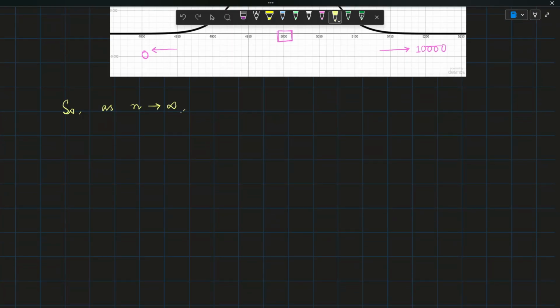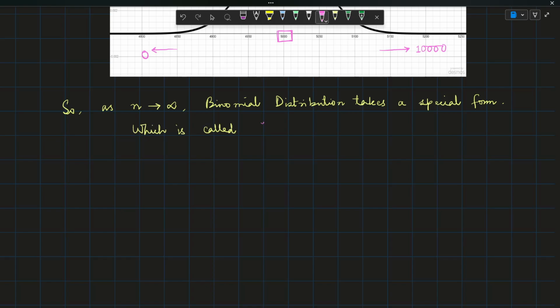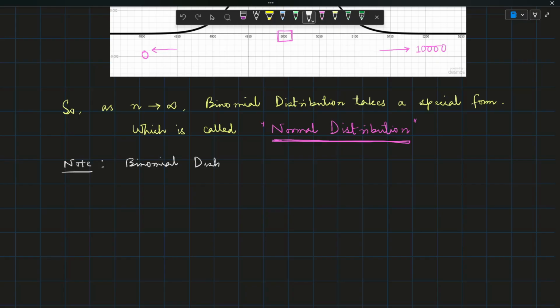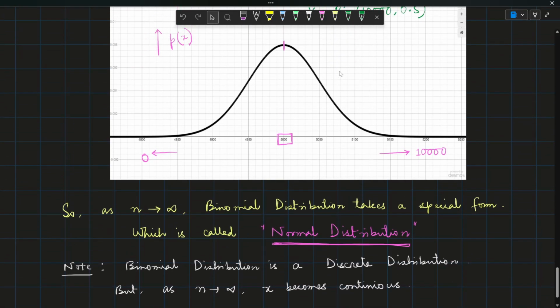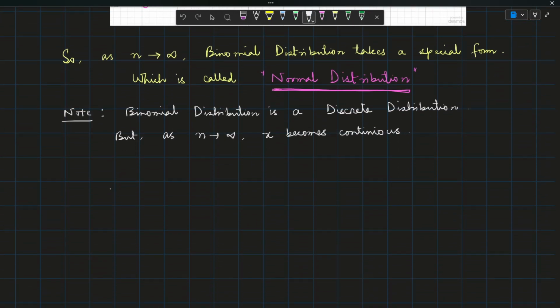So now I will just write down the summary. As n tends to infinity, binomial distribution takes a special form which is called a normal distribution. Also, there is one note that binomial distribution is a discrete distribution because x can take discrete values, but as n goes to infinity, x becomes almost like continuous, like in the figure, and that is the reason normal distribution is a continuous distribution.